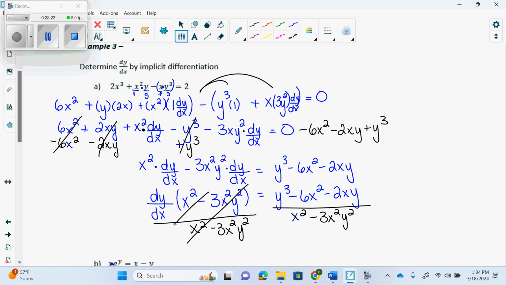Can I take any GCFs out of them that'll cancel off? No. So I'm going to rewrite it because I can't just leave it as dy with some scratches in this over here. So I write dy over dx equals, and there's no common terms that can cancel.